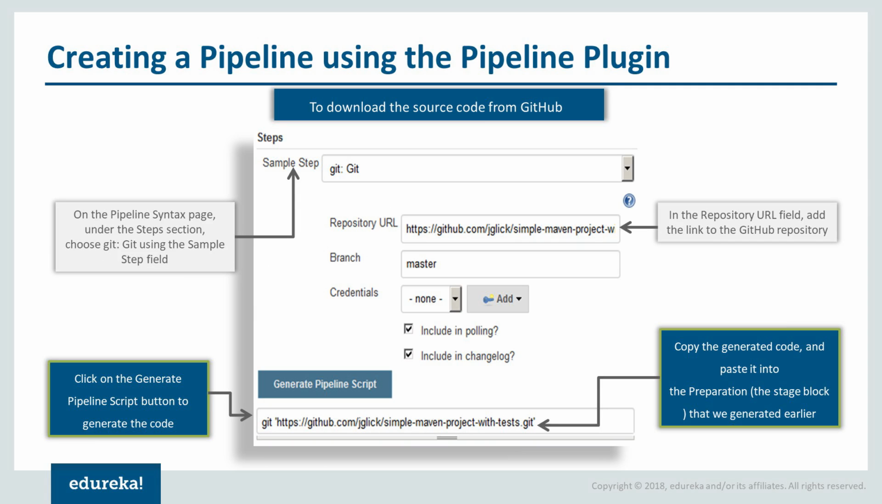As another example, you choose Git. This will be used when you want to download the source code from GitHub. The moment you choose Git and you give the repository URL, and you click on generate pipeline script, it will give you the code which you can put inside the Jenkinsfile.